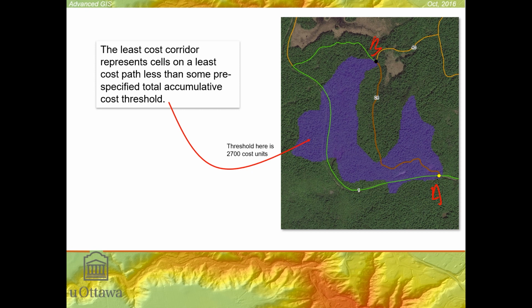Because no matter where we choose a cell, that cell is along a least cost path between B and A. Likewise, any other place, it would be on a path that's least costly to go between B and A, staying within the purple region.